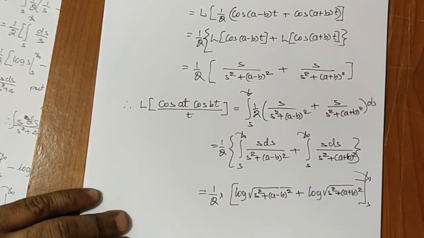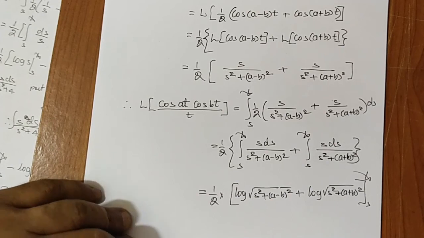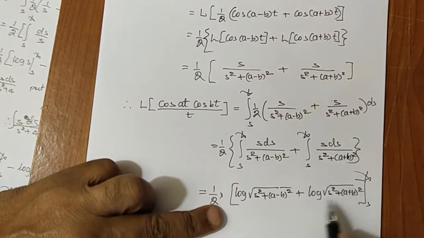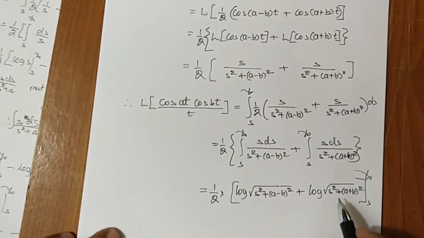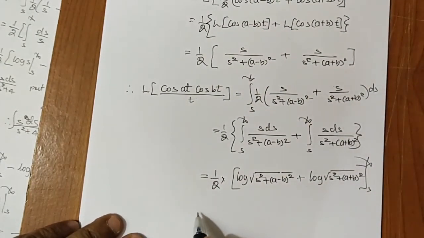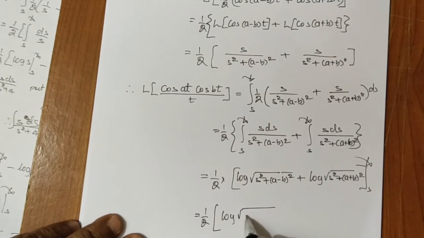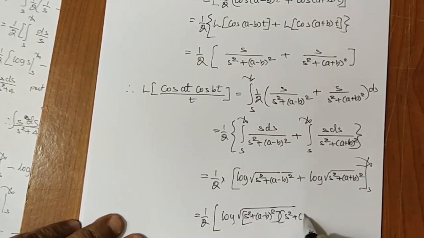Right. So this is a problem for me, because this becomes a product. So this won't reduce to a finite limit at all if it is plus. Log of a plus log of b is log of ab. Right. So this will be half of log of square root of s squared plus (a minus b) whole squared into s squared plus (a plus b) whole squared, from s to infinity. This is a bit difficult because this is indeterminate.